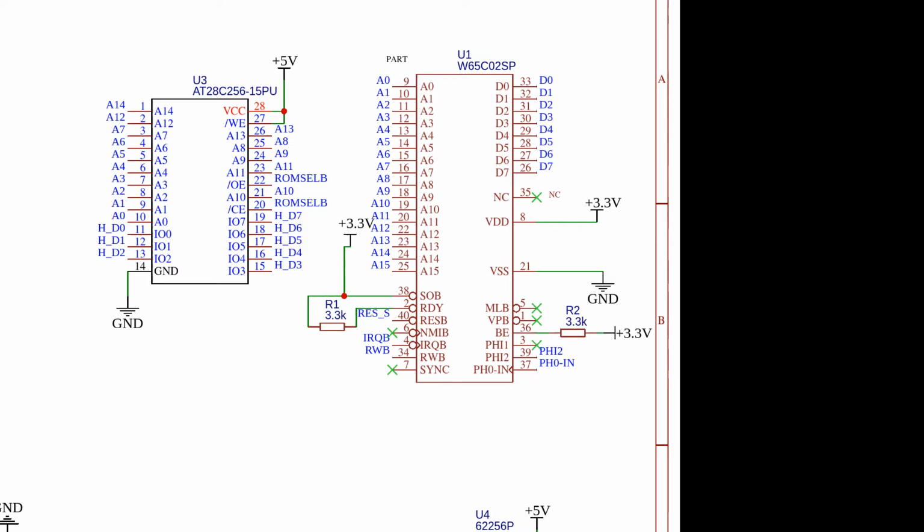For example, you could have a button connected to this pin. If the button was pressed, this would tell the CPU to stop what it's currently doing to handle the button press. The read-write bar output pin is high if the CPU is trying to read data and low if the CPU is trying to write data.